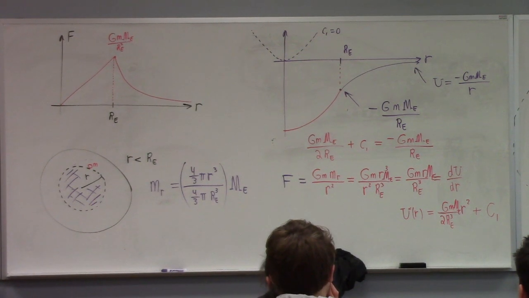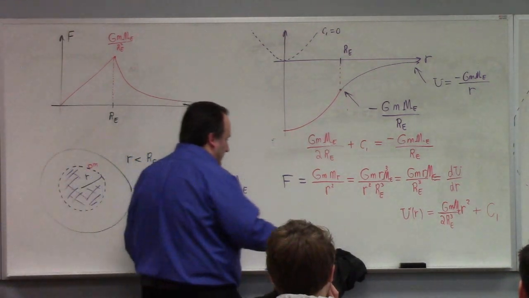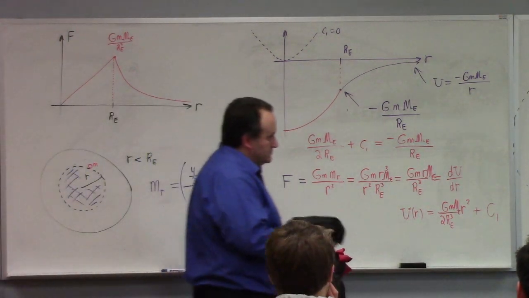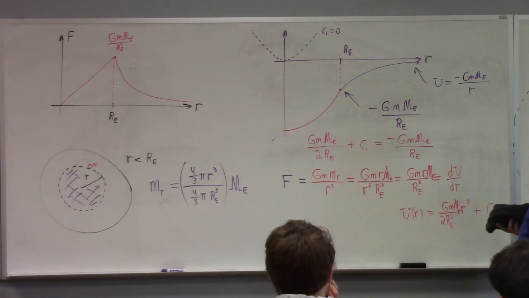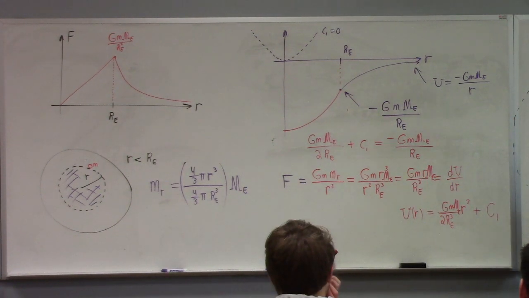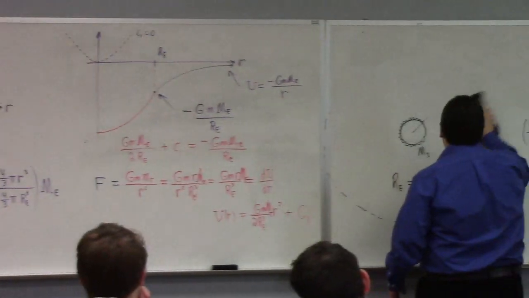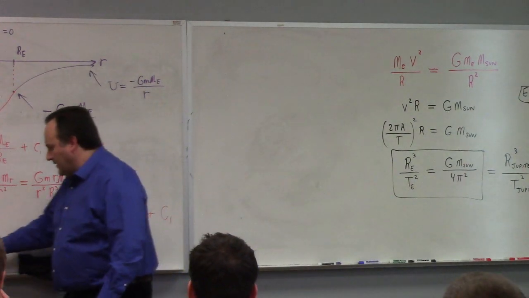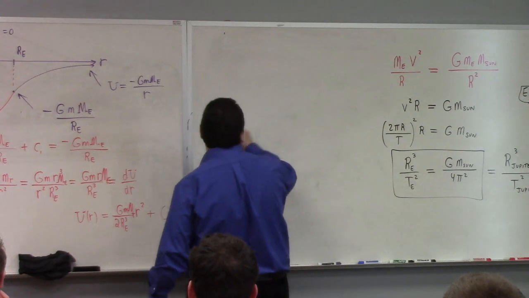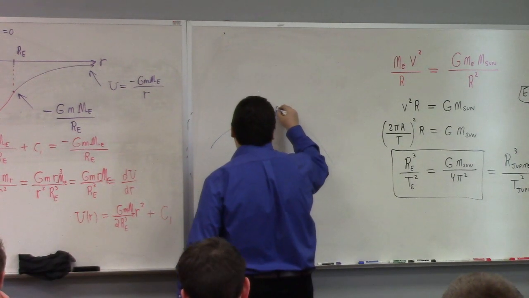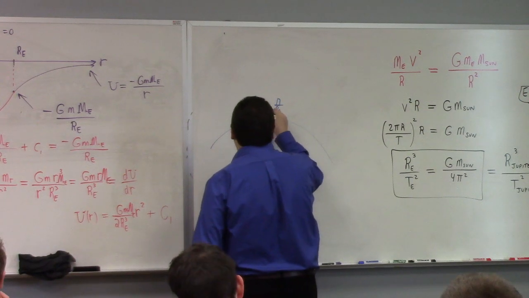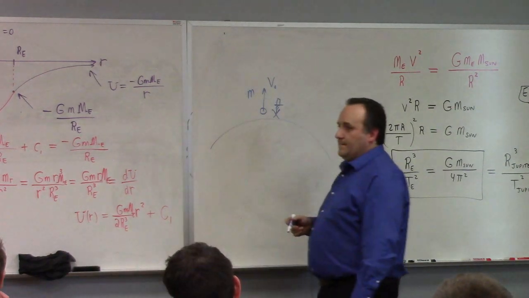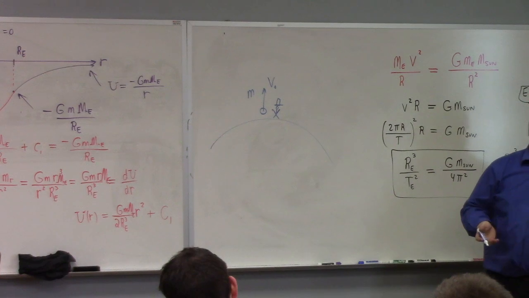So let me ask a practical question. Suppose you're on the surface of the Earth, right? And Mr. Top Hat's standing here, and he's got a mass, and there's the mass with velocity v naught upward. Does the mass come back?